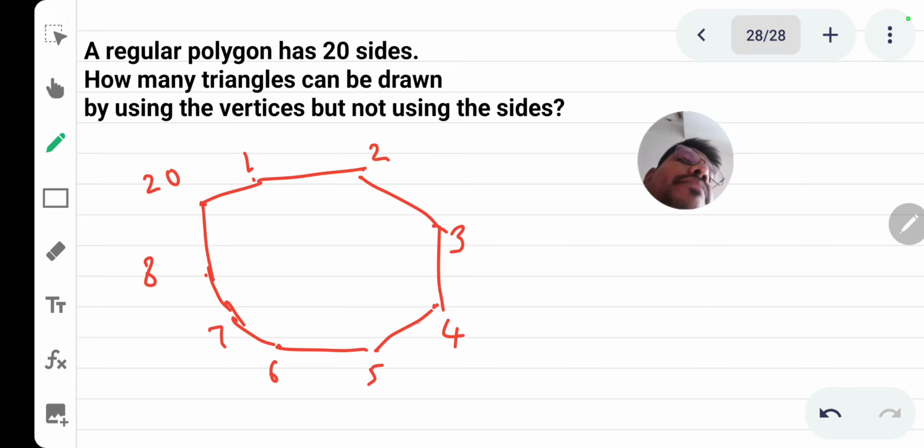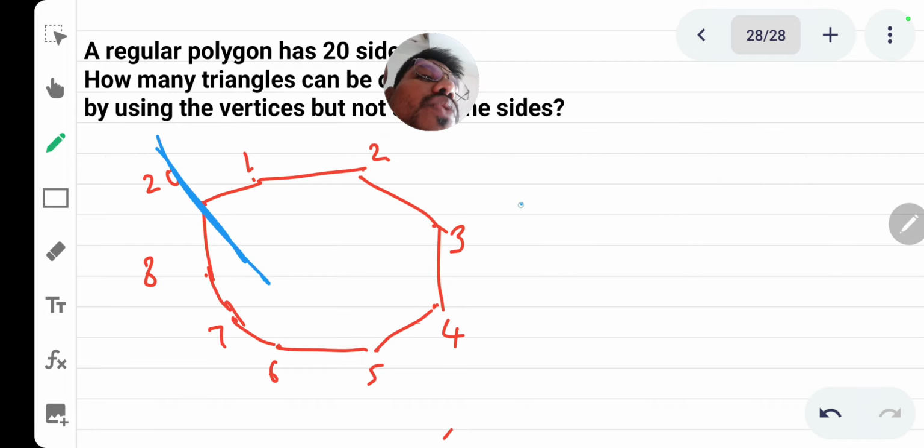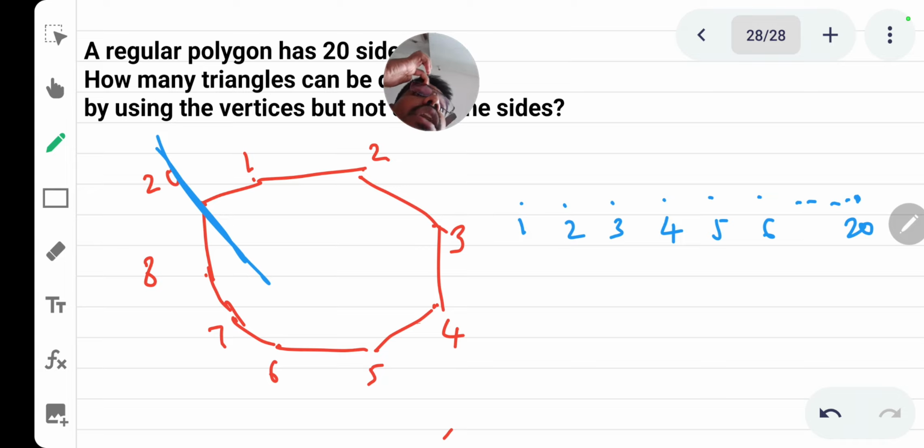Okay, now what I am suggesting is you break the polygon somewhere here at the point 20. Suppose you have broken it, and after breaking it you arrange the vertices in a single line, something like this. So after breaking you get 1 2 3 4 5 6 and so on, and then 20. Okay, now there are 20 vertices, but they are not in a closed circular type figure, they are in a linear type figure. Now our question was to select 3 vertices which are not consecutive.